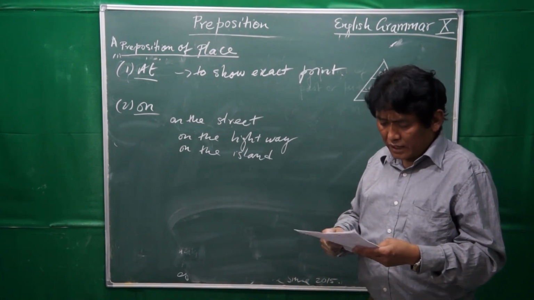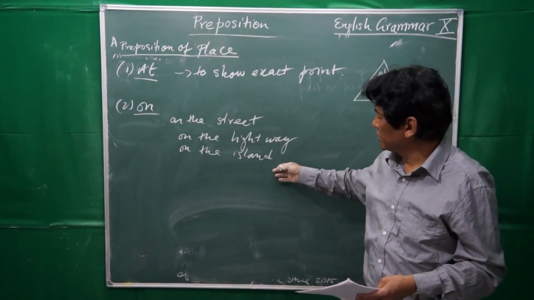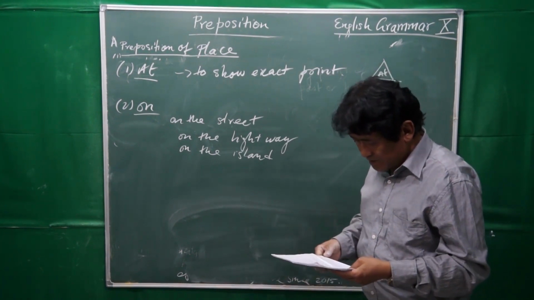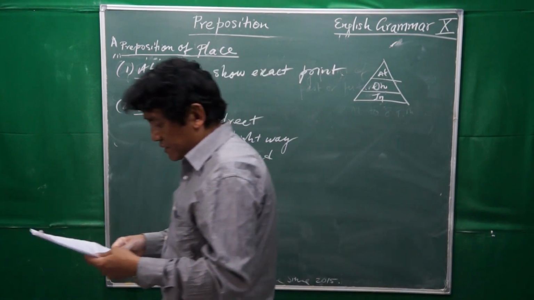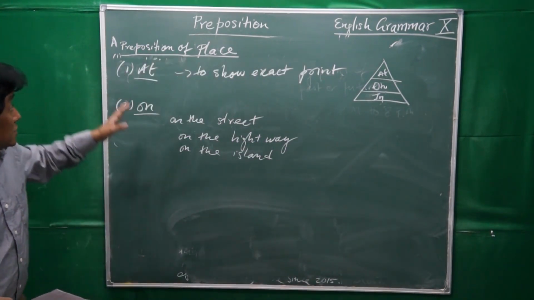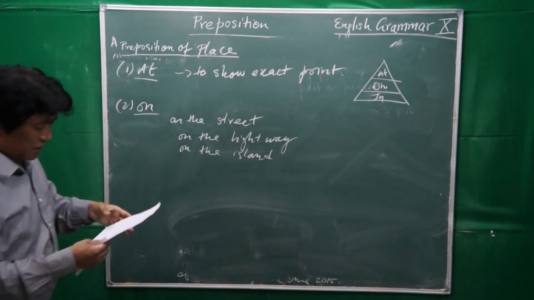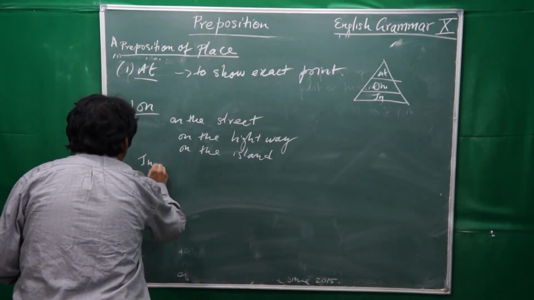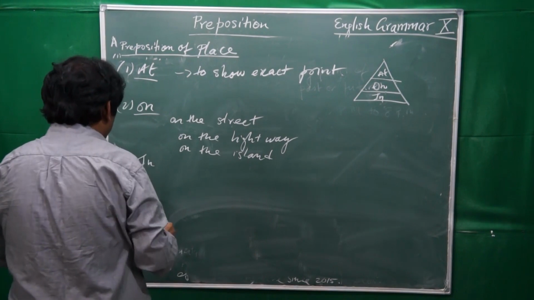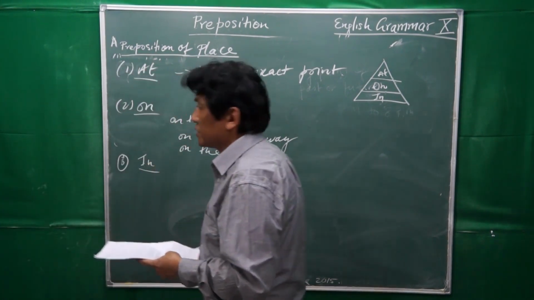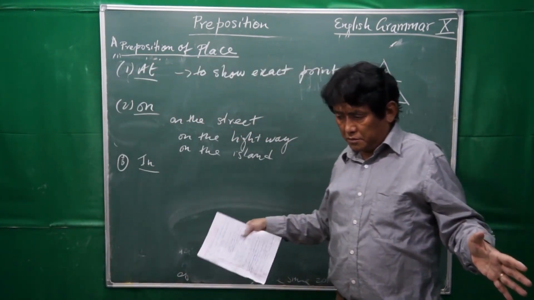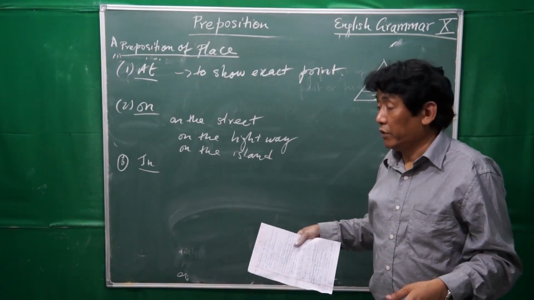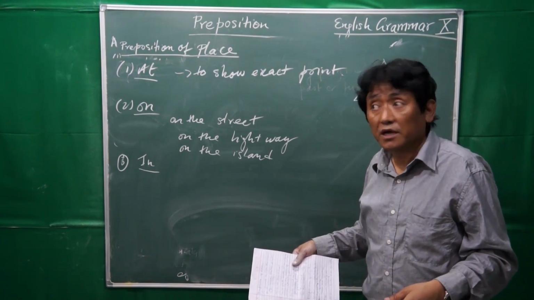Then it can be used to indicate you on the mountain, islands, and areas. All right, and now this is the preposition of place. Then we will move on to in. Number 3. Now this is used in little bigger places, bigger areas like big cities. We have countries, we have continents.